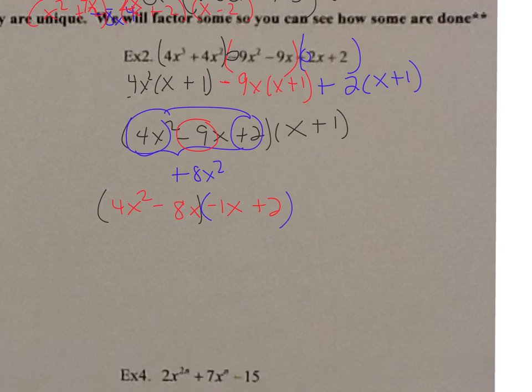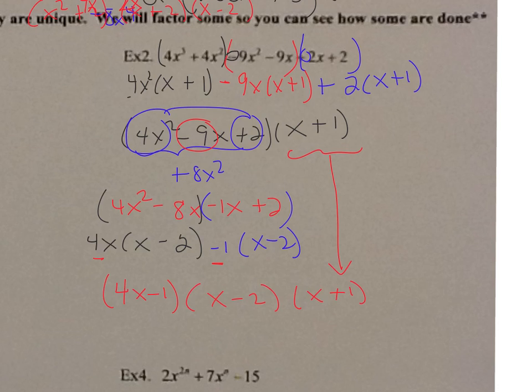So the GCF of the first group is 4x times x minus 2. And the GCF of the second group is negative 1 times x minus 2. So my factors are going to be 4x minus 1, those are the coefficients in front, x minus 2. And then don't forget this guy from the beginning, and then I get x plus 1.